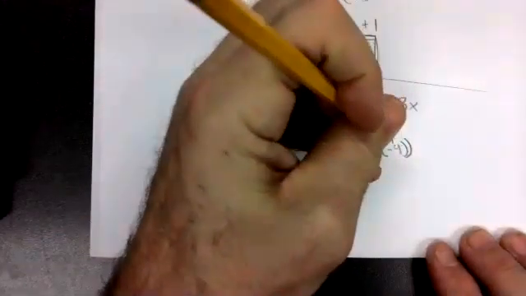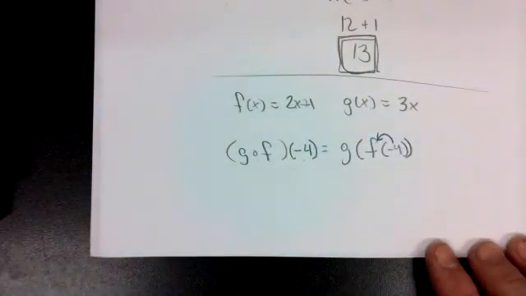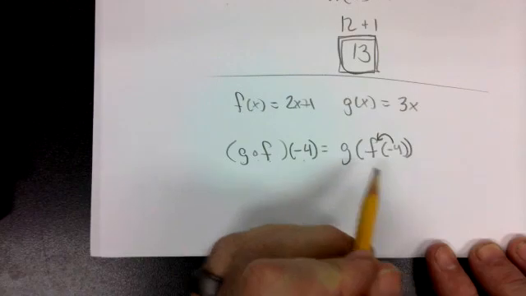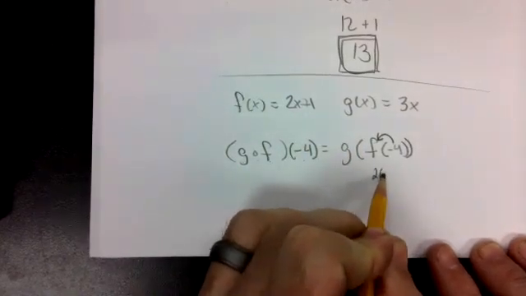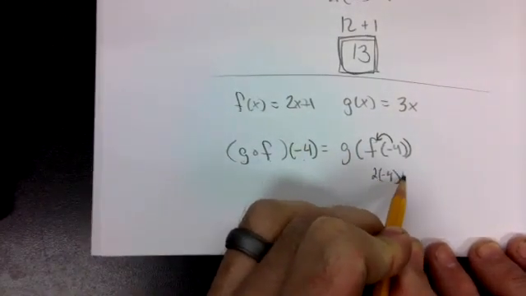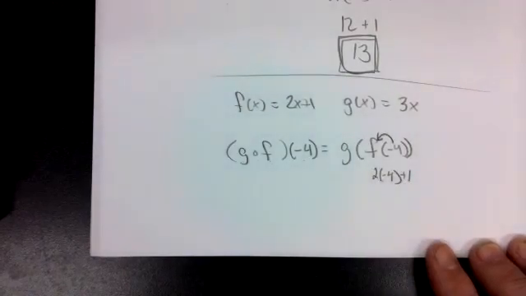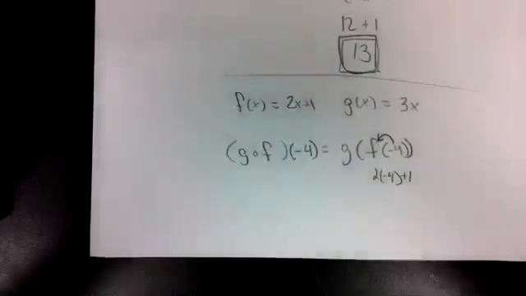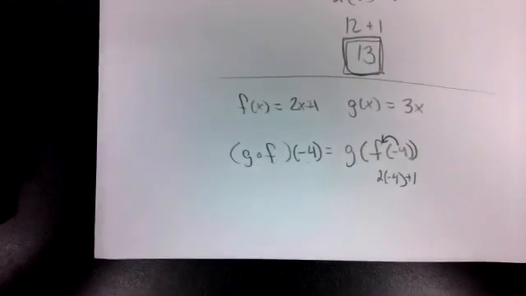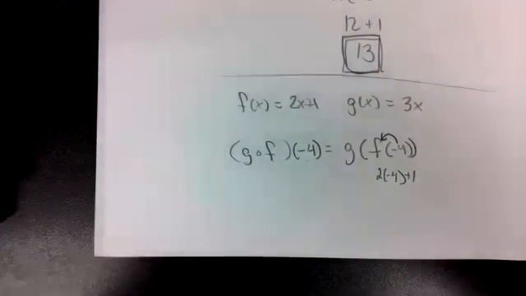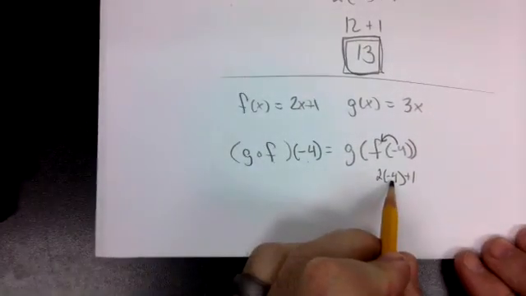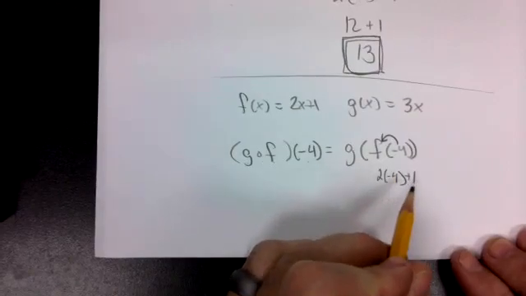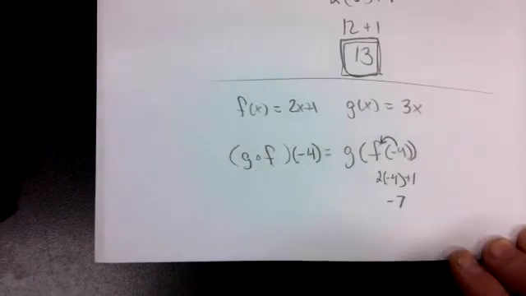I'm going to plug negative 4 into the f function. So that's 2 times negative 4 plus 1. So 2 times negative 4 is negative 8. Negative 8 plus 1 is negative 7.